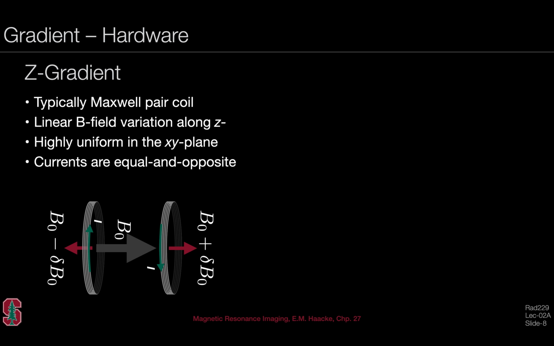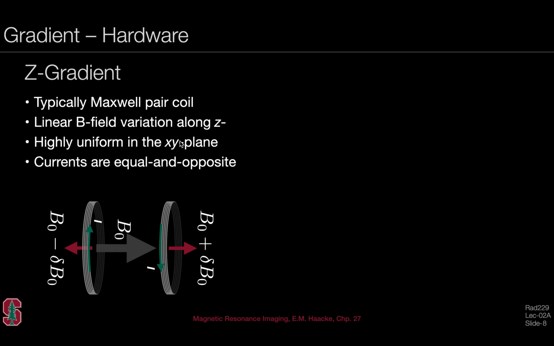So let's think about the Z gradient coil because it's designed differently than the X and Y gradient coils. It's typically what we call a Maxwell pair coil. It generates a linear B field variation along the Z direction, and it's highly uniform in the XY plane, what we sometimes call the transverse plane.